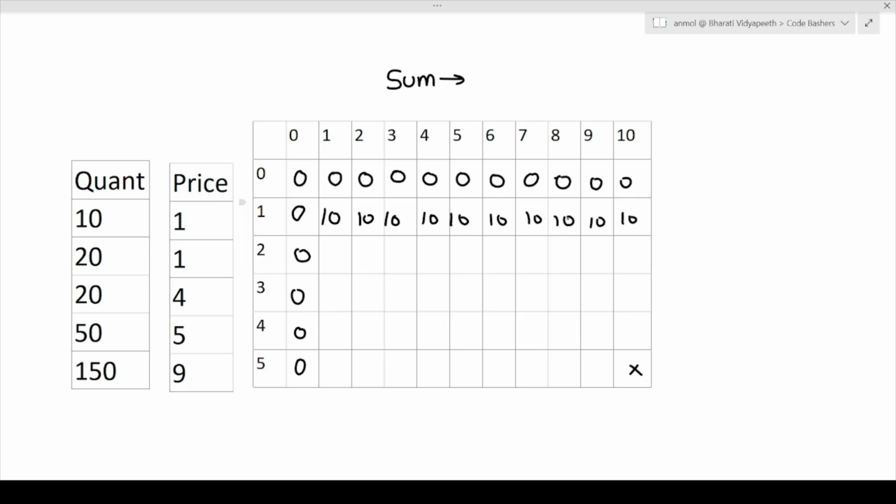All these values will be 10, because if you see that in this particular cell, 10 rupees are available to us, but only one item is available to us, that is of price 1. So can we buy that item? Yes, we can buy that item, and what will be the quantity we will be getting? It will be 10.